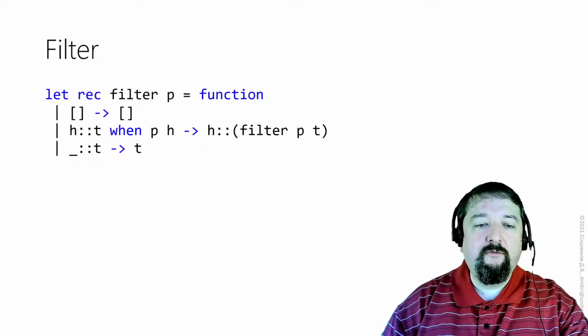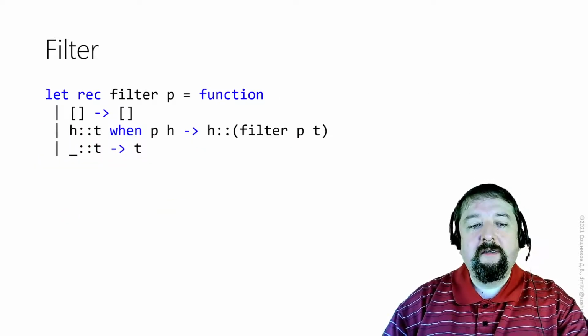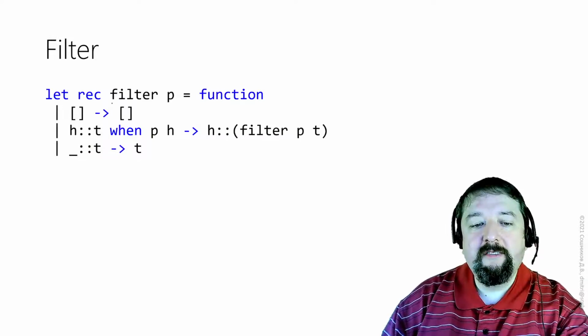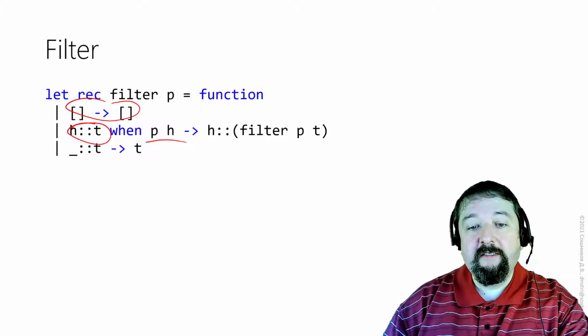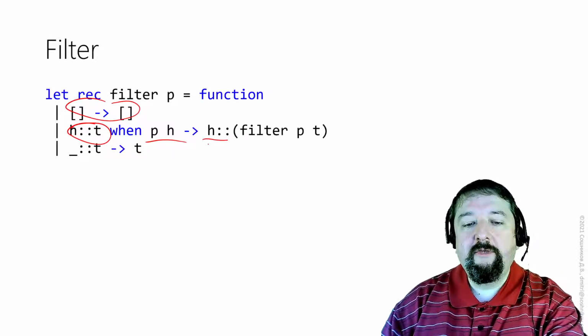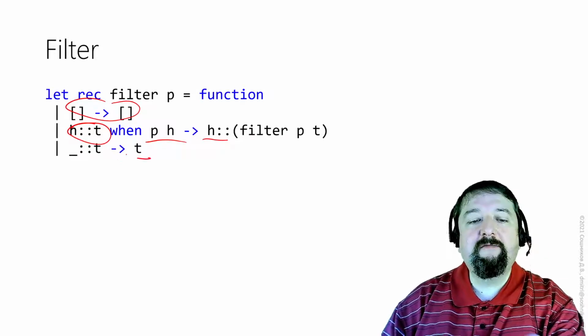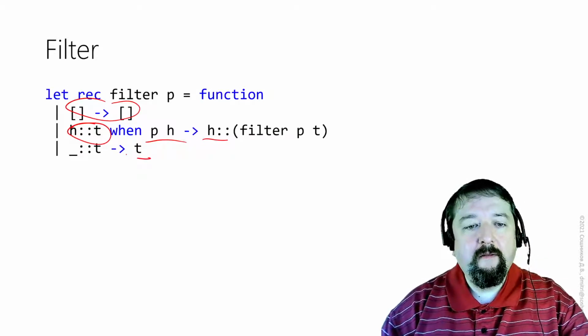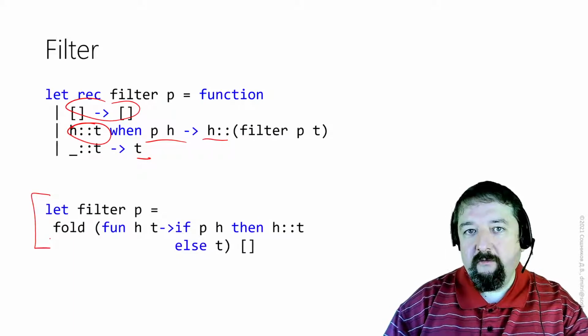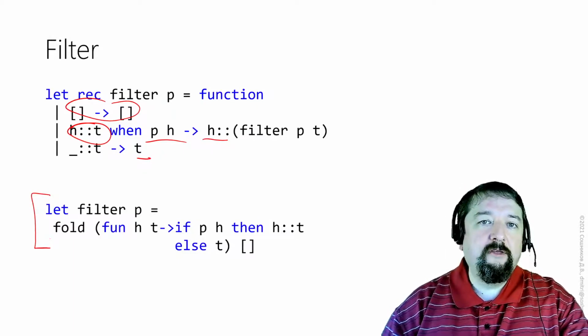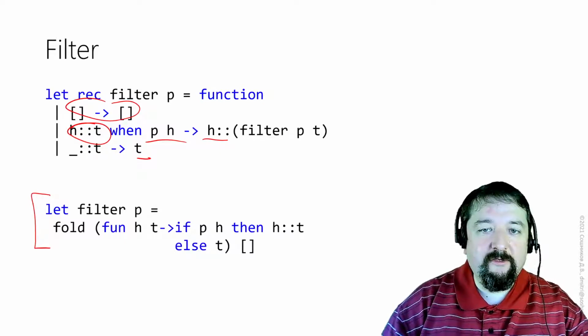And the filter can, of course, be defined in this obvious manner. For empty list, I return the empty list. For non-empty list, if the predicate is satisfied, then I return this element. If it's not satisfied, I return the tail. This can also be defined in terms of fold. As you can imagine, fold is kind of a universal operator which allows you to traverse a list.